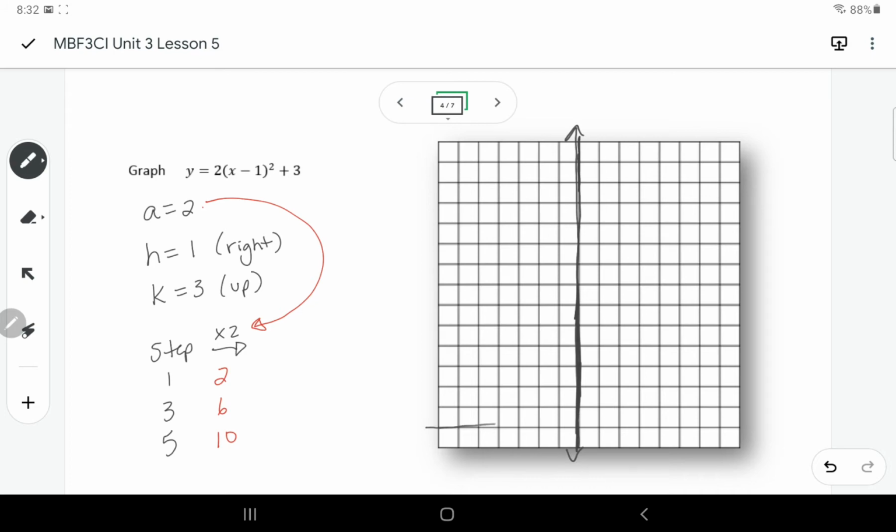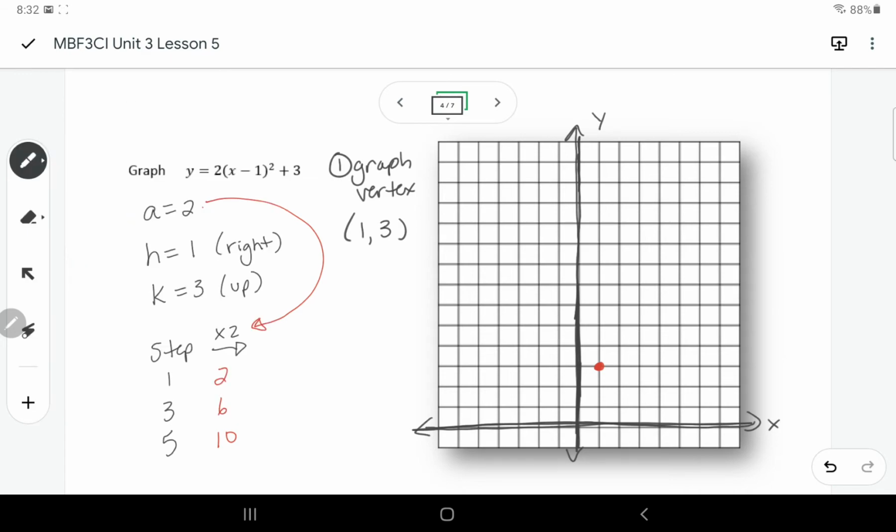And I'm not going to leave a lot of room down below, just so I have more room to go up with my parabola. Depending on how big of graph paper that you guys have, that's your X and Y. So my first step is to graph the new vertex, which is going to be 1, 3. So I'm going to take a point and go over 1 to the right and up 3.